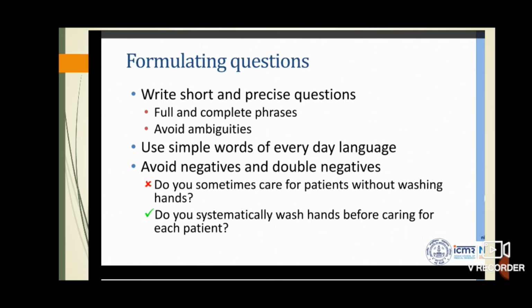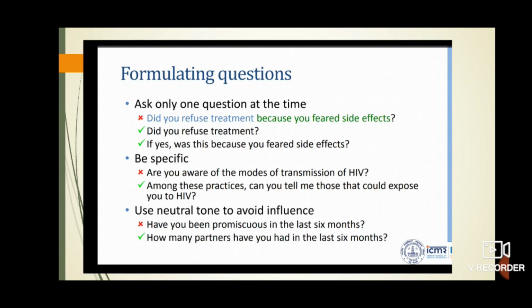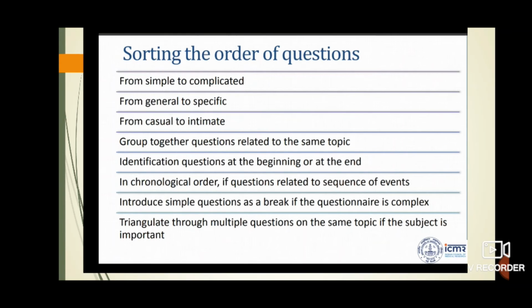When formulating questions, we write short and precise questions, which are full and complete phrases. It avoids ambiguities. It uses simple words of everyday language. It avoids negatives and double negatives. And during formulating questions, you have to keep in mind that you have to ask only one question at a time. You have to be very specific, and we have to use a neutral tone to avoid influence.